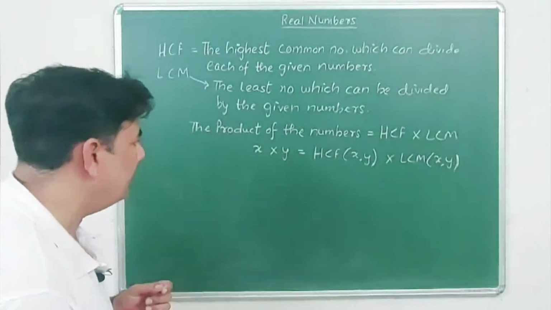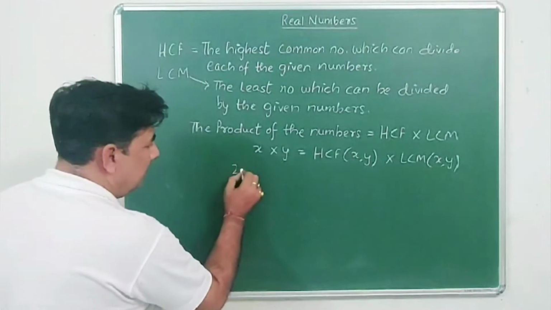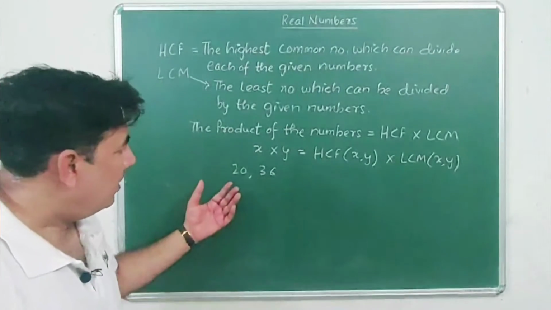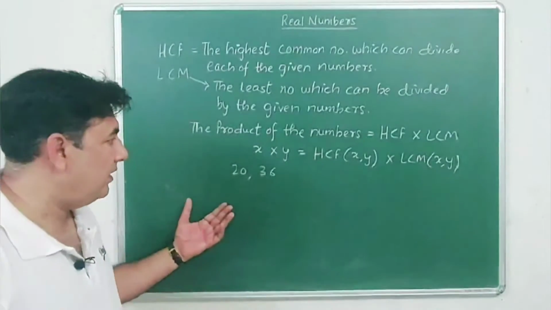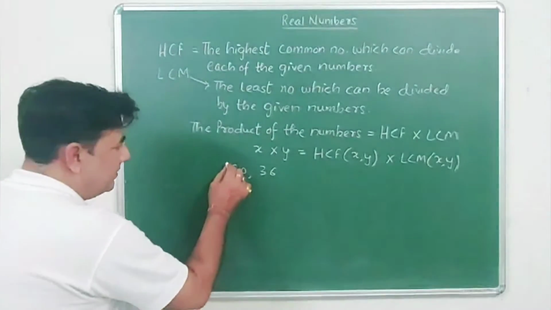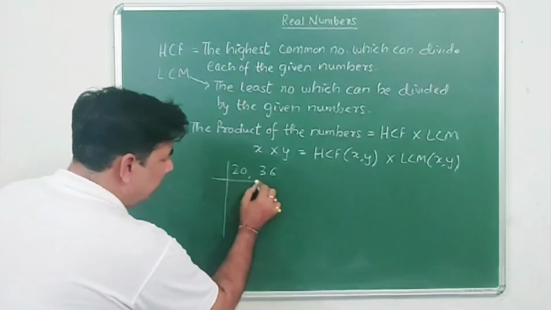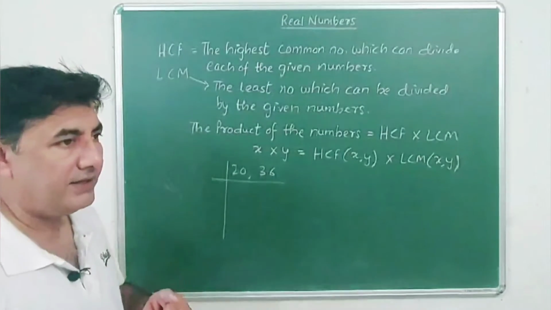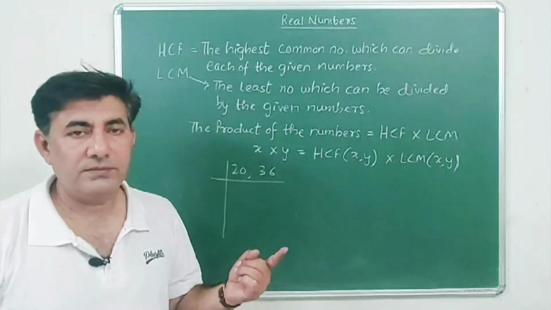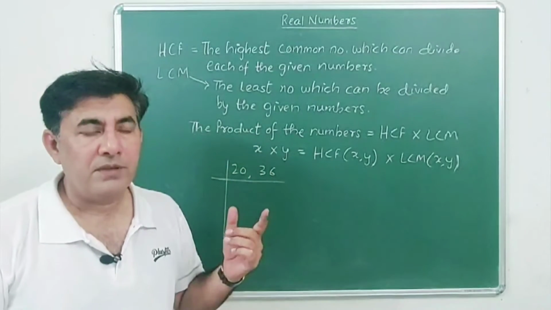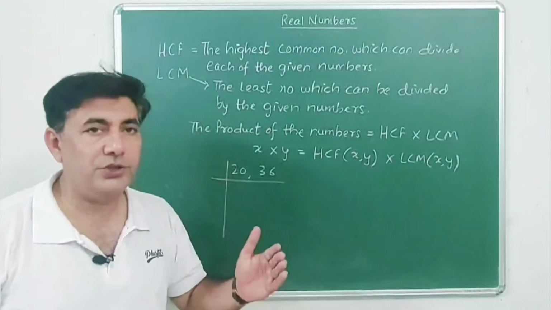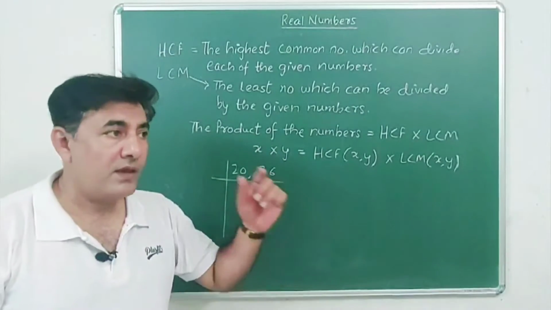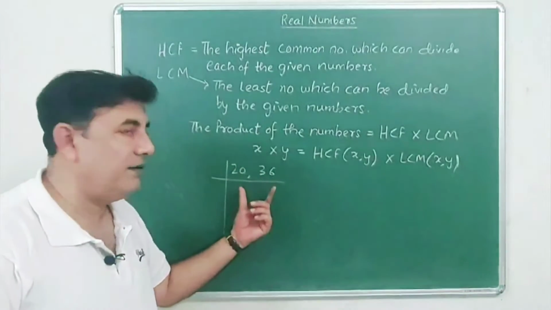Let's take one example. Say two numbers, 20 and 36. Now first find out the HCF of these two numbers. Let's see, we can do it in this way. To find HCF, both these numbers have to be divided by the same common number. You must keep this in mind: when you are finding HCF, you must ensure that the number with which you are dividing must divide the given numbers.